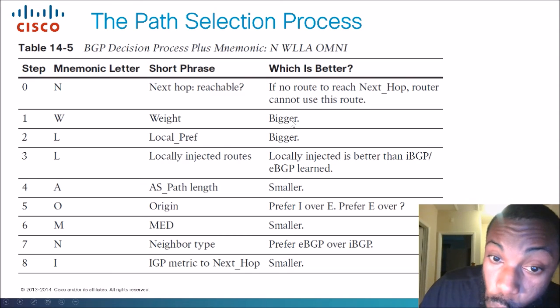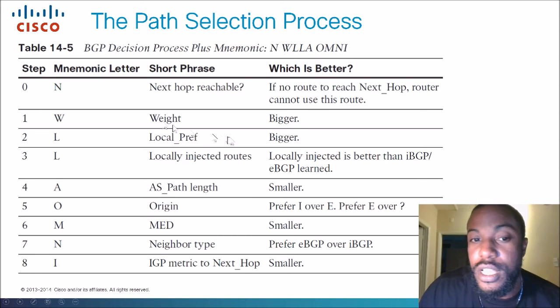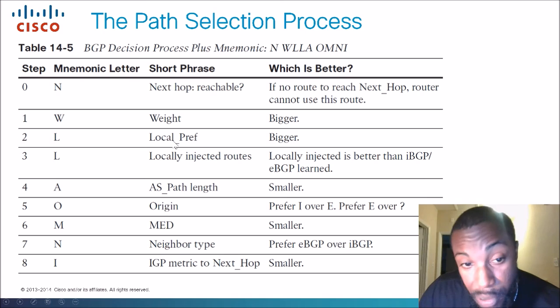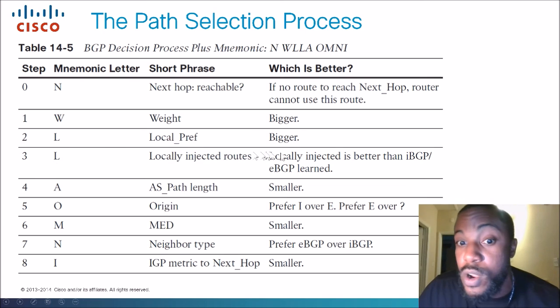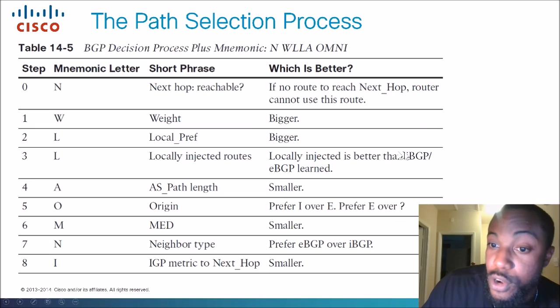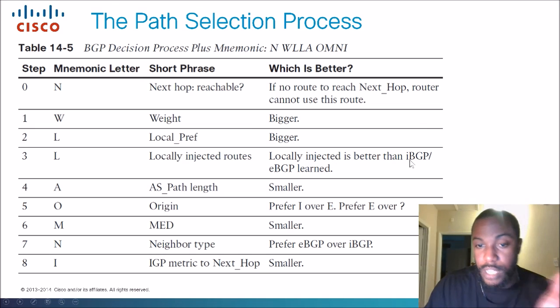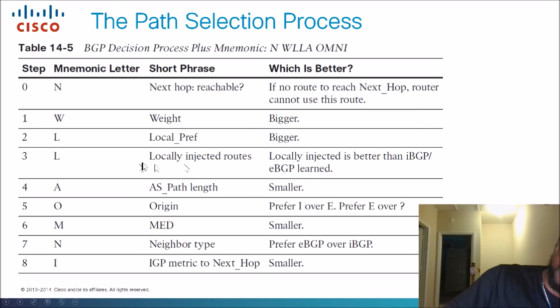If we have the bigger weight, then we go with that route. If somebody has the biggest local preference, we go with that route. Locally injected routes, that's what L stands for. If the locally injected route is better than one that is learned from us, then we choose that route. If not, then we go to the next one.